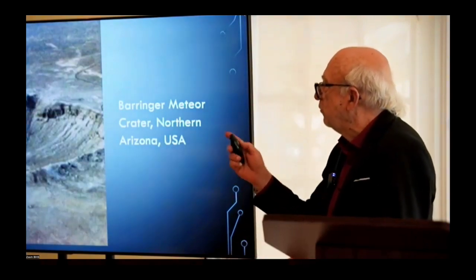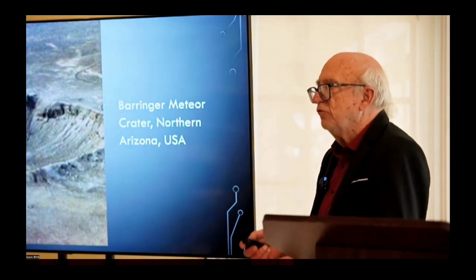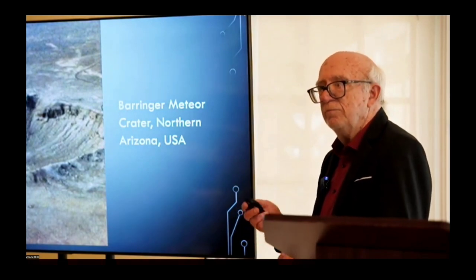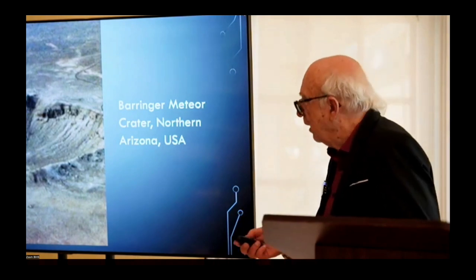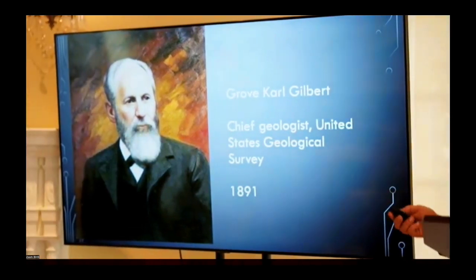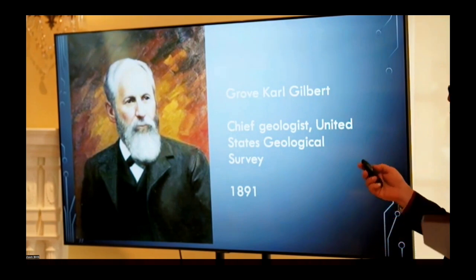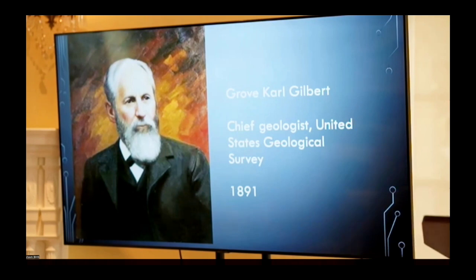Actually, this crater, the Barringer meteor crater in Arizona, was the first one to be generally accepted by scientists as an impact crater. It was first discovered by Western scientific people in the 19th century. And this geologist was very sure that it was volcanic, not the result of a cosmic impact.